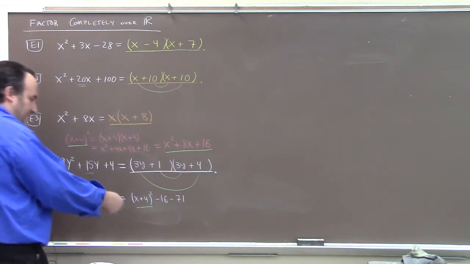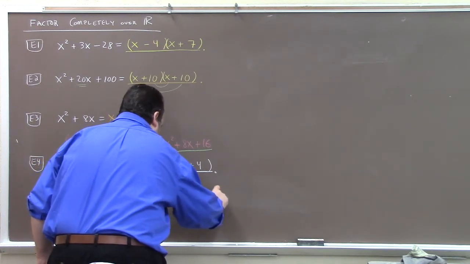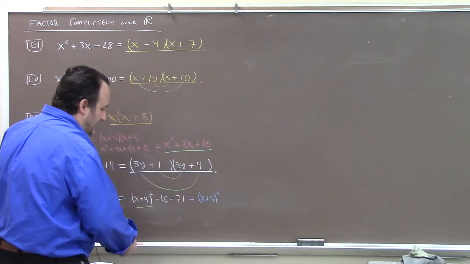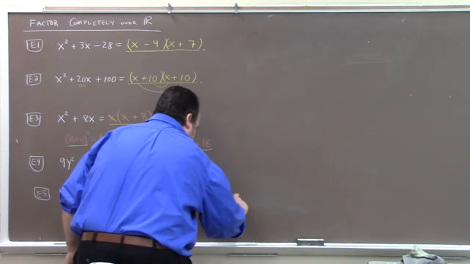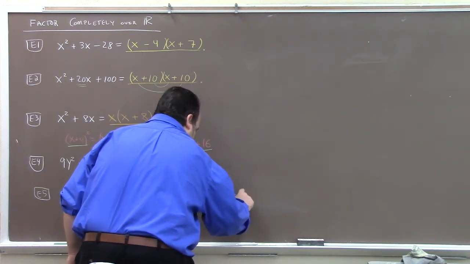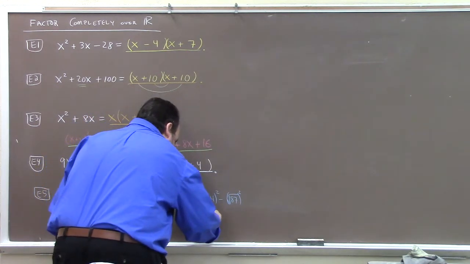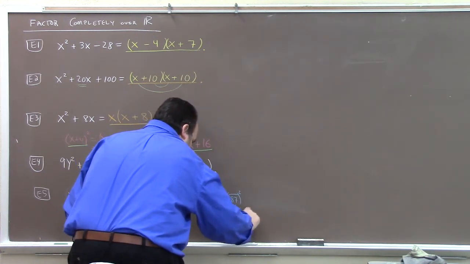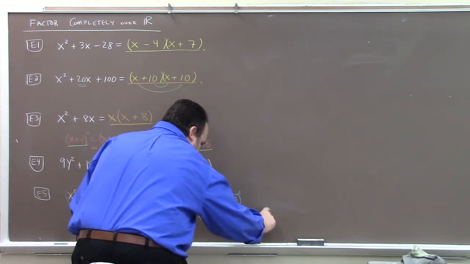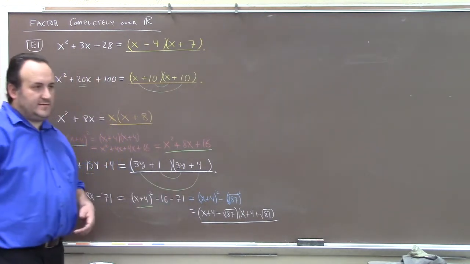Now look at this. Well, this is x plus 4 squared, and 16 plus 71 is 87. So I got minus the square root of 87 squared. Now I've got the difference of squares. So I can go back to my difference of squares formula. This is x plus 4 minus the square root of 87, times x plus 4 plus the square root of 87. There you go. Factored. Ugly, but factored.